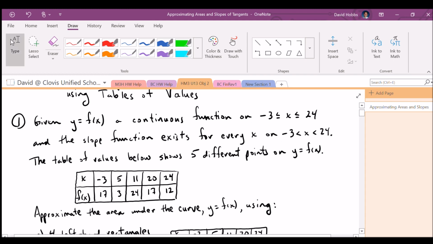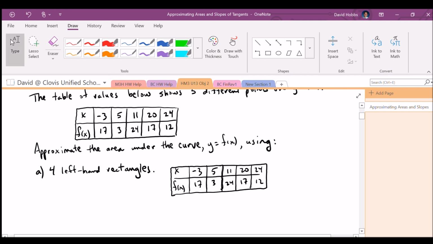Given that y equals f of x is a continuous function on the closed interval from -3 to 24, and the slope function exists for every x on that. Now, by the way, I think the homework doesn't tell you all that explicit stuff, but really this is stuff that we understand is happening when we're giving you a table of values and asking you to do these things, that it's continuous and the slope function exists and stuff like that. So anyway, the table of values below shows 5 different points on y equals f of x.